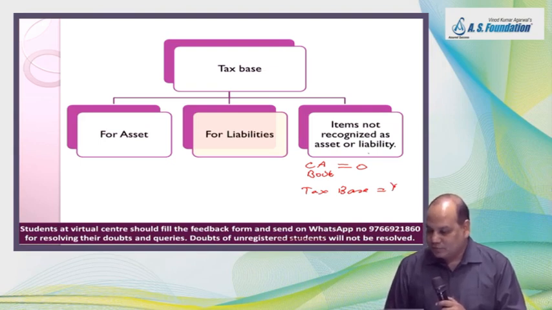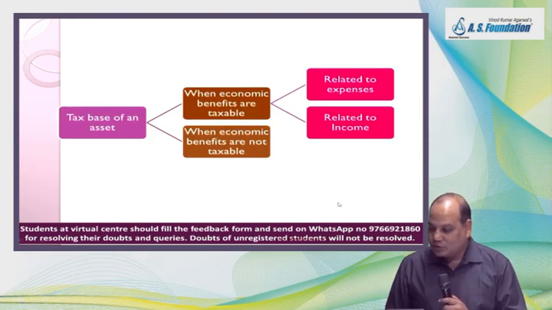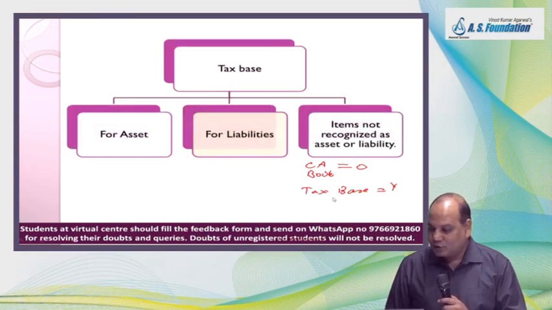For example, preliminary expenditure written off. Carrying amount is 0, but under the Income Tax Act deduction may be allowed in 5 installments, so it will have tax base. Research expenditure may be written off, but in some tax jurisdiction research expenditure is allowed in installments. VRS expenditure you may write off, but it may be allowed in installments. So these are situations when you don't have carrying amount but you have tax base.